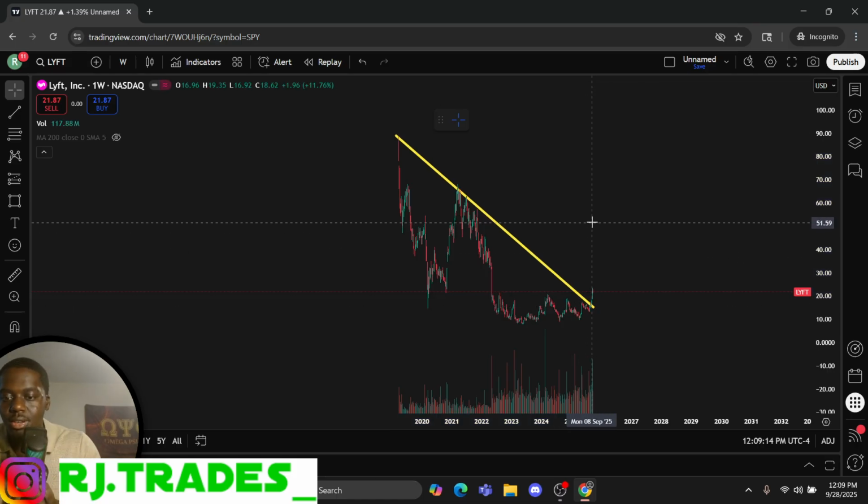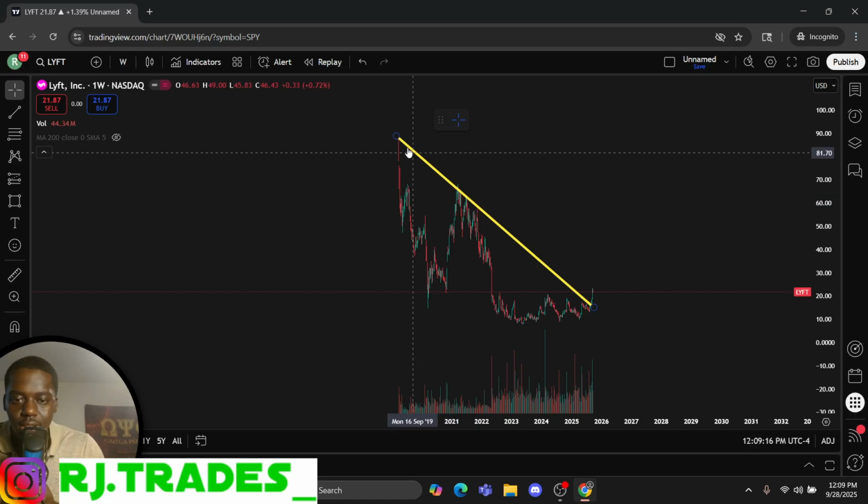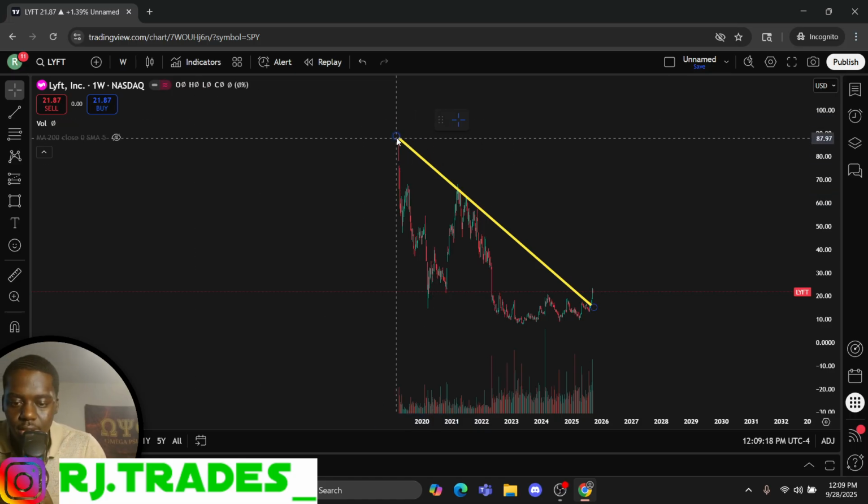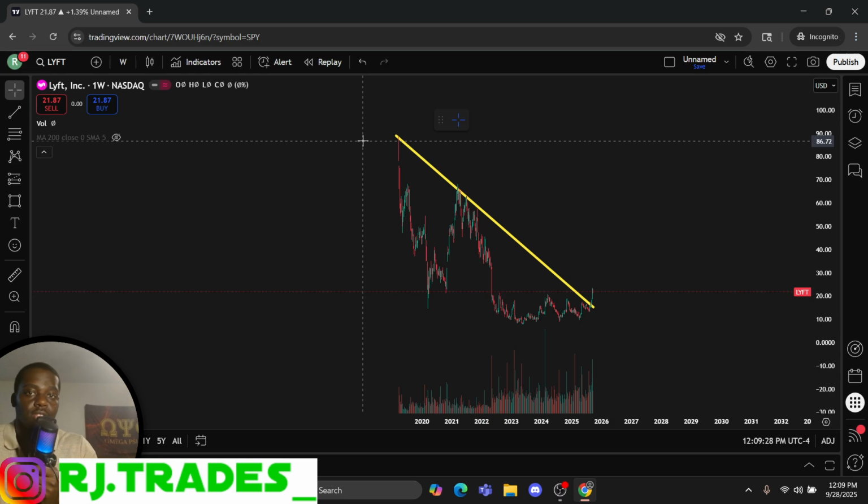So Lift, right here. Look at this. Since 2019, every time it was hitting this yellow line, it was getting smacked right here. Now this is a weekly chart, so every single candle represents a whole week of data.